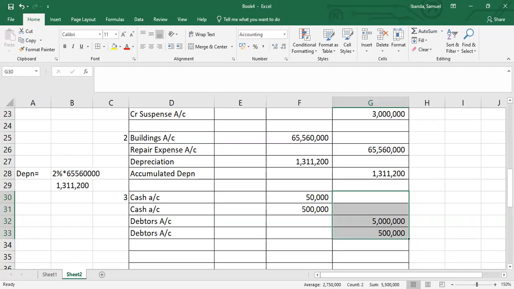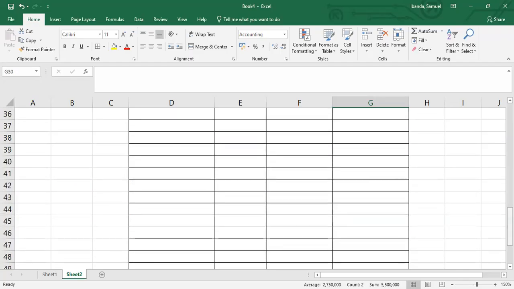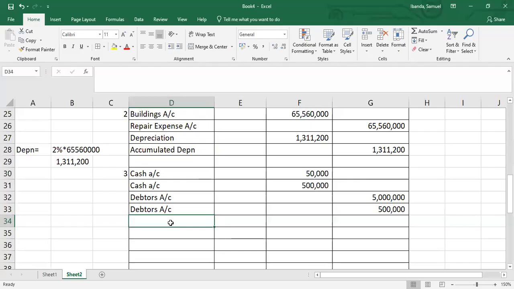Now, for me to balance off these two sides, I have to introduce a suspense account. Like I said, the transaction, by how we did it, affects the trial balance, and therefore there is a suspense account. Now, if I'm comfortable that I've done the right thing for the cash account and the debtors account, the difference between this side and this side would be the amount that I'll post to my suspense account.